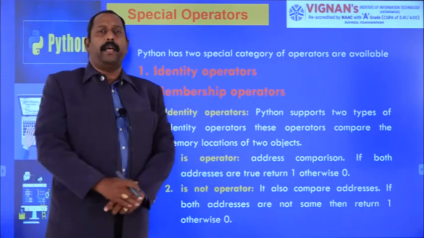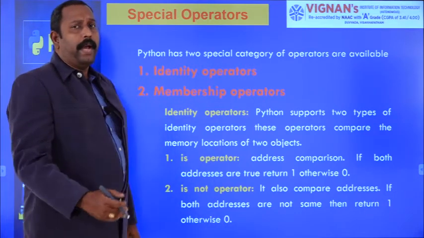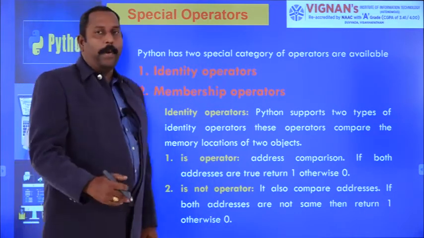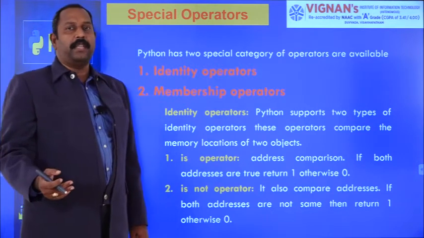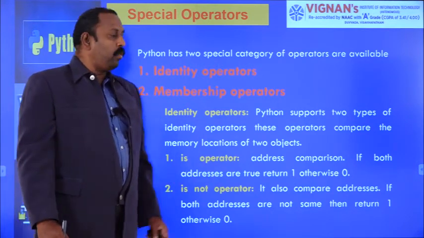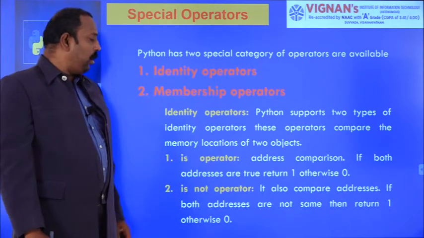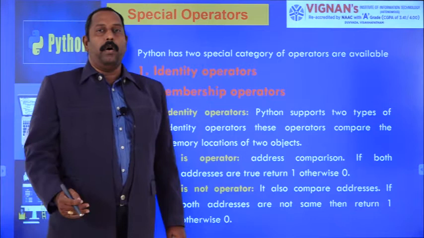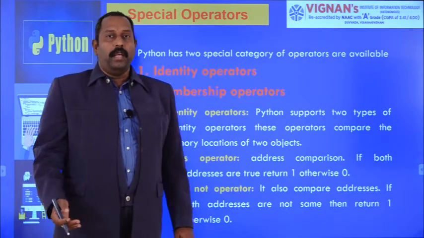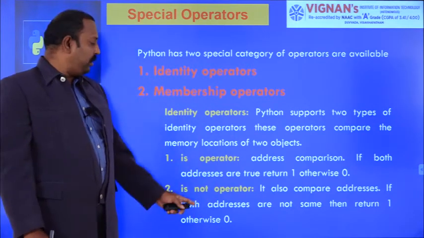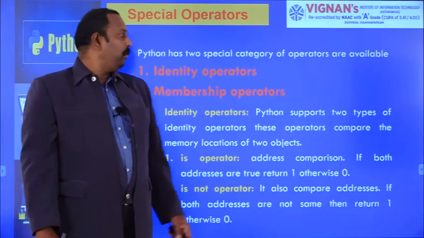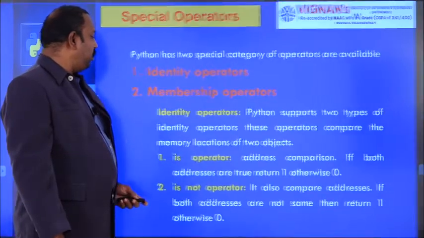So the is operator, what will it do? It will compare the addresses of the two operands. If the addresses of the two operands are equal, then it will return true, otherwise it returns false. And the is not operator, if both operands' addresses are not equal, then it will return true, otherwise it returns false. So these are the is and is not operators.